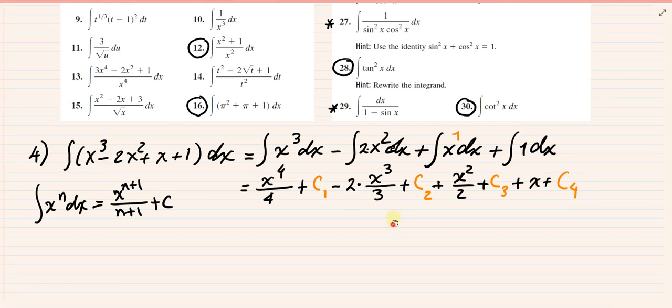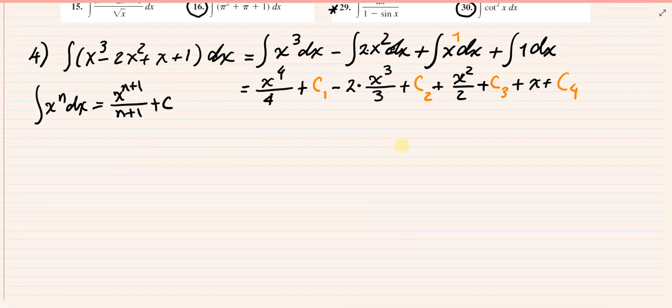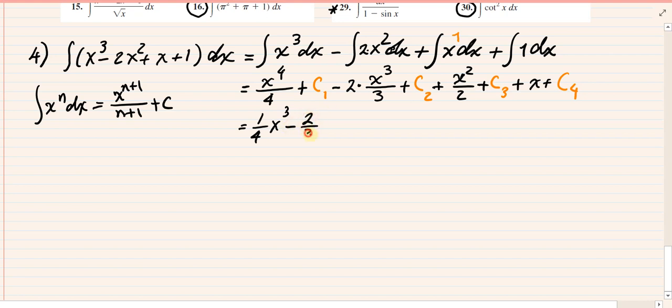Now, let me tidy up this expression. In other words, simplify it. So the first one is going to be 1/4 x to the 4th, minus... I know the constant c1 is there, but I'm going to ignore it for now. I'm just writing the variables. Then it is 2/3 x cubed, and then plus 1/2 x squared plus x plus.